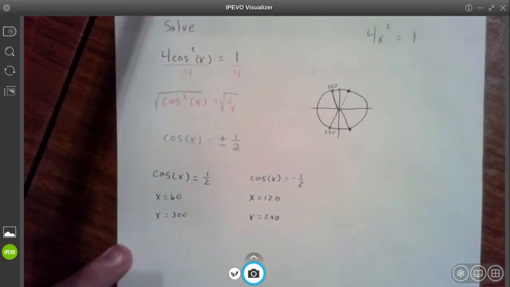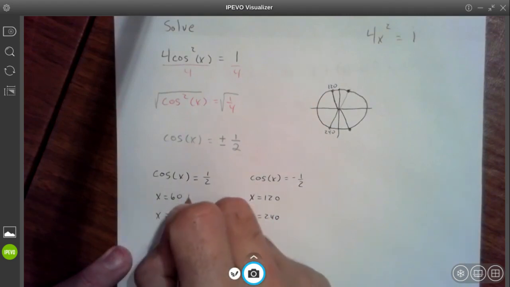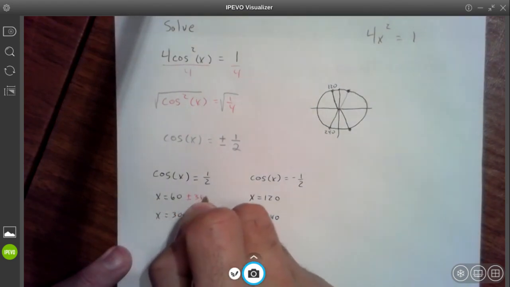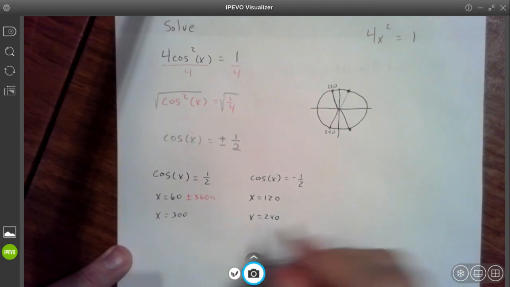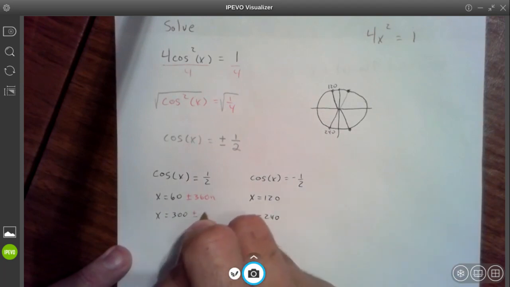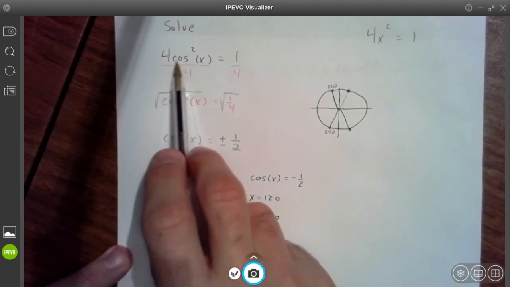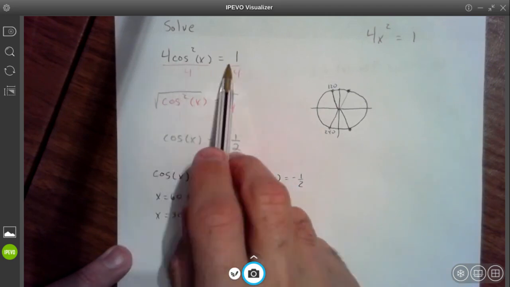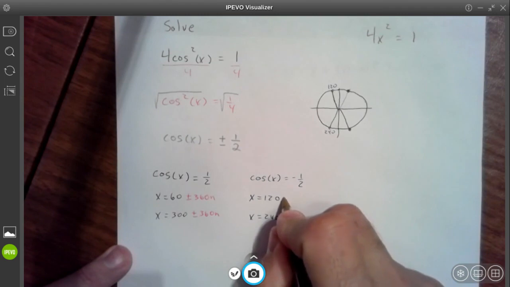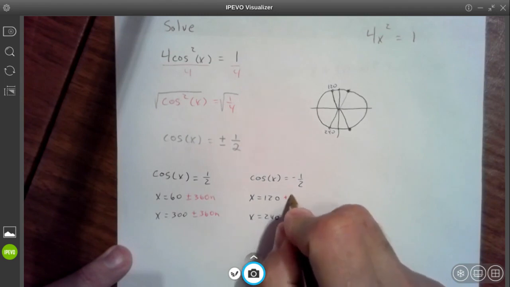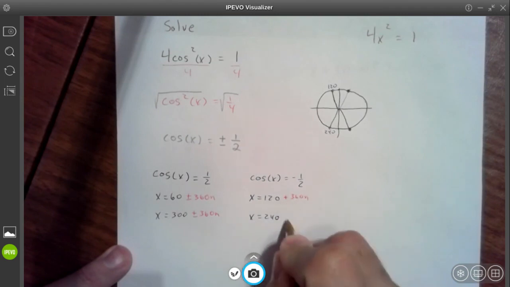And then of course you've got your old plus or minus 360n for all of these. You've got a bunch of solutions for this equation. If you were to look at the graph of this, you're going to see a whole lot of solutions, plus or minus 360n.